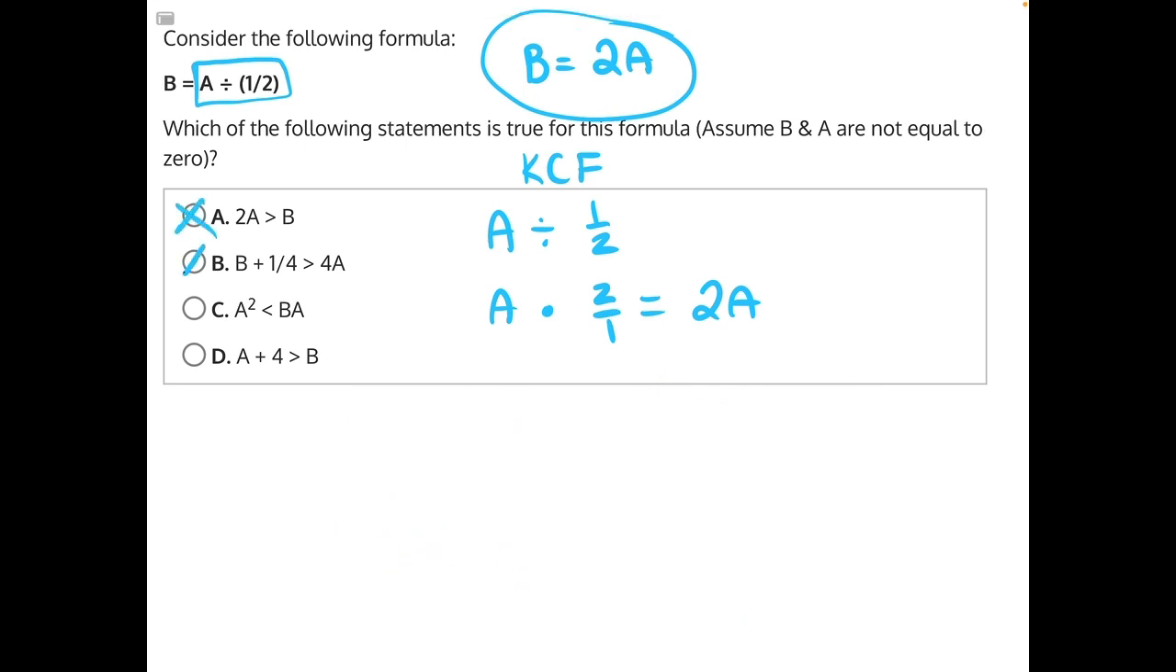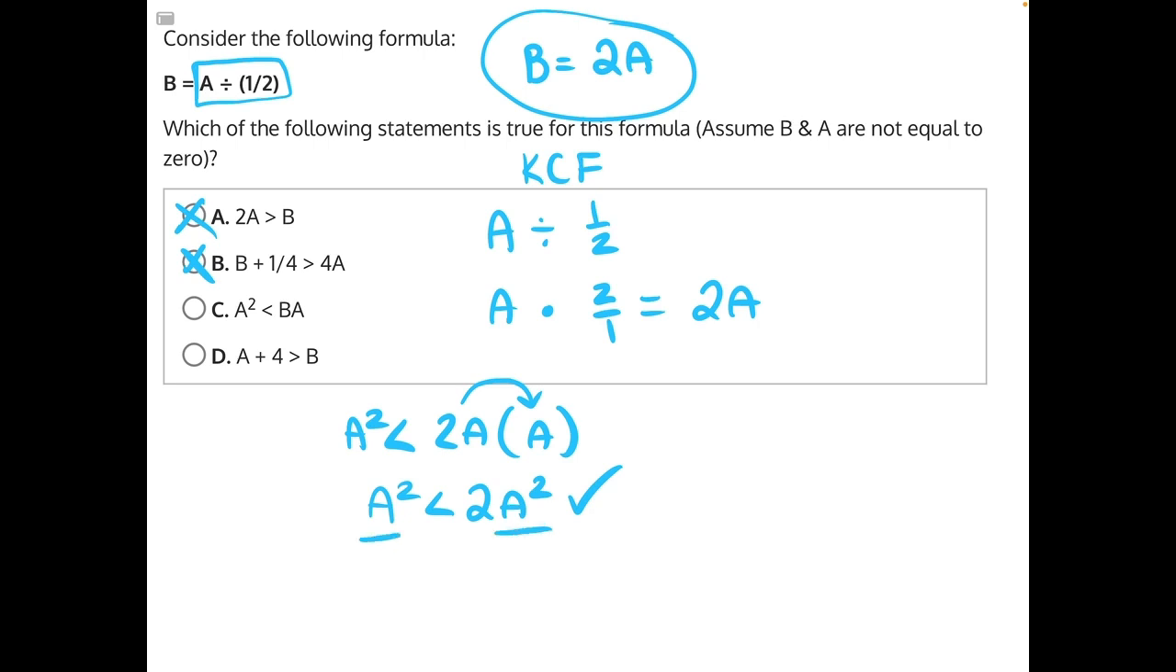For answer choice C, we have a squared is less than b, which we know is 2a, times a. Well, if we simplify this, 2a times a would give us 2a squared. So we'd have a squared is less than 2a squared. And this is a true statement because a squared and a squared are equal to each other, with the only difference being a coefficient of 2 on one of those a squareds. If we are constantly doubling the value of a squared on the right-hand side, that means everything on the right-hand side will always be greater than that of the left-hand side.